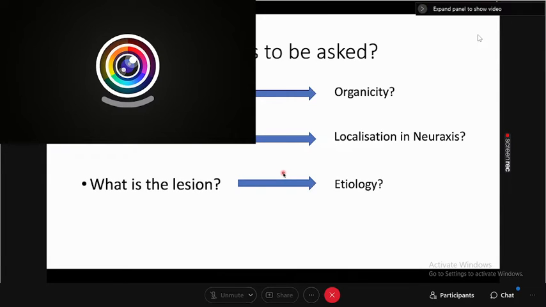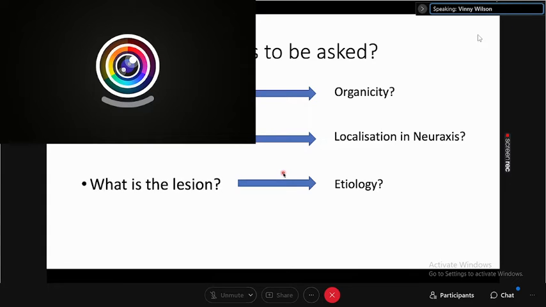So is it a tumor? Is it a demyelinating lesion? Is it a tuberculoma? Or is it a stroke? Or is it hypoglycemia? The etiologies can be protean. There are so many etiologies that can lead to hemiparesis. But if you approach methodically, then you can reach somewhere. And we will examine these points one by one.